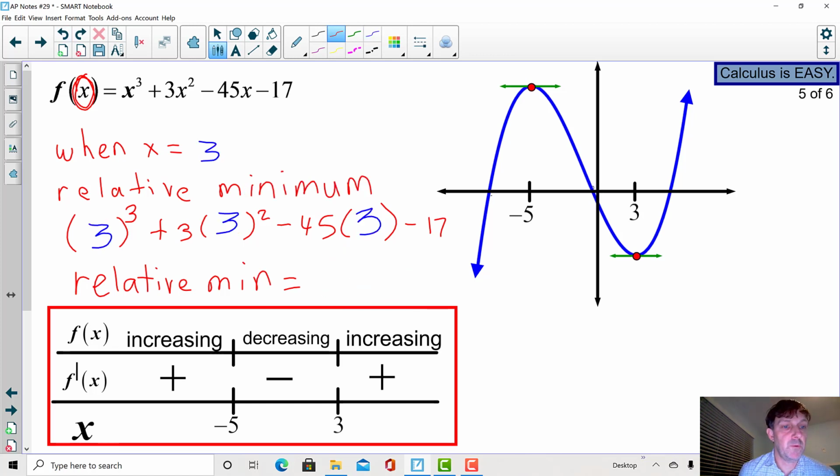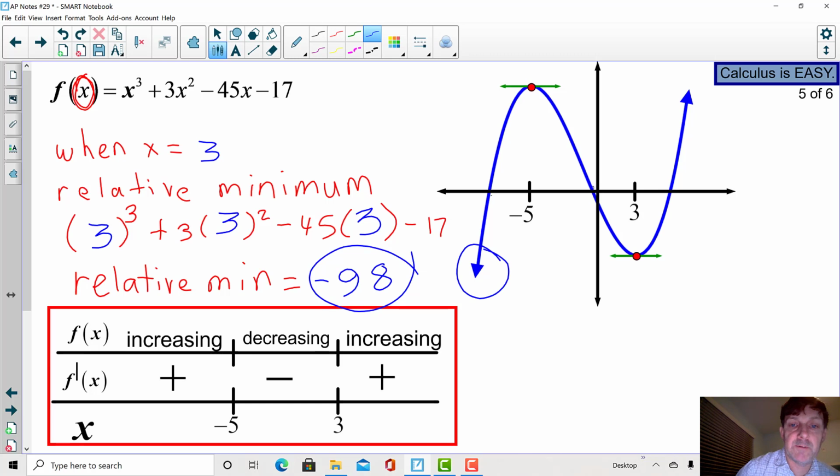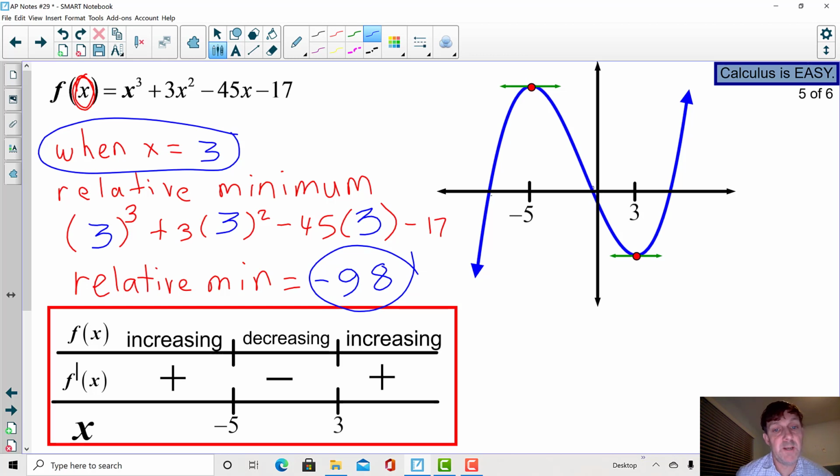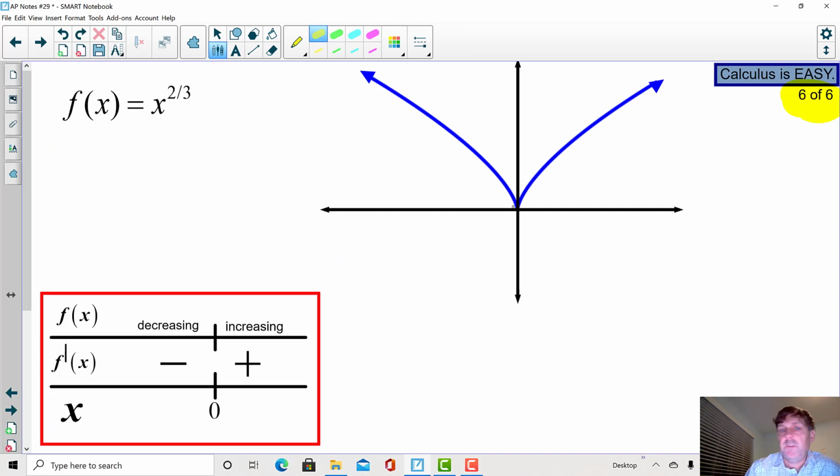If we plug in x is equal to 3, we get -98. So -98 is the actual minimum value. We call it a relative minimum, and that's because there is no absolute minimum. But x is equal to 3 is just where the minimum occurs. The actual minimum is the number -98.